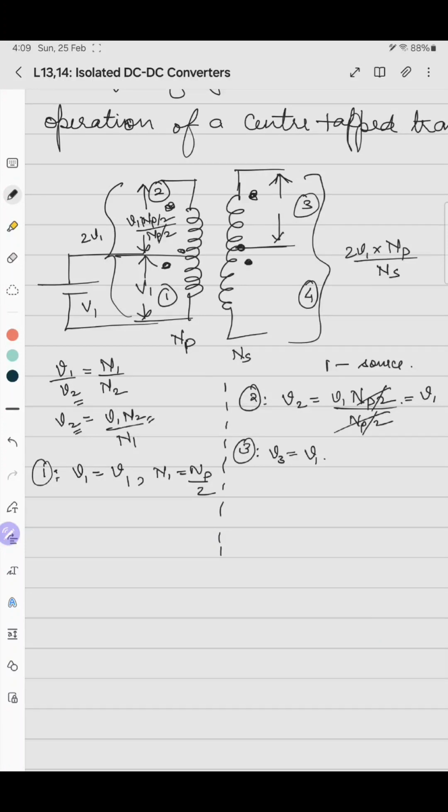So V1 into Ns by 2 divided by Np by 2. So the divided by 2 will get cancelled. It will be V1 into Ns by Np.